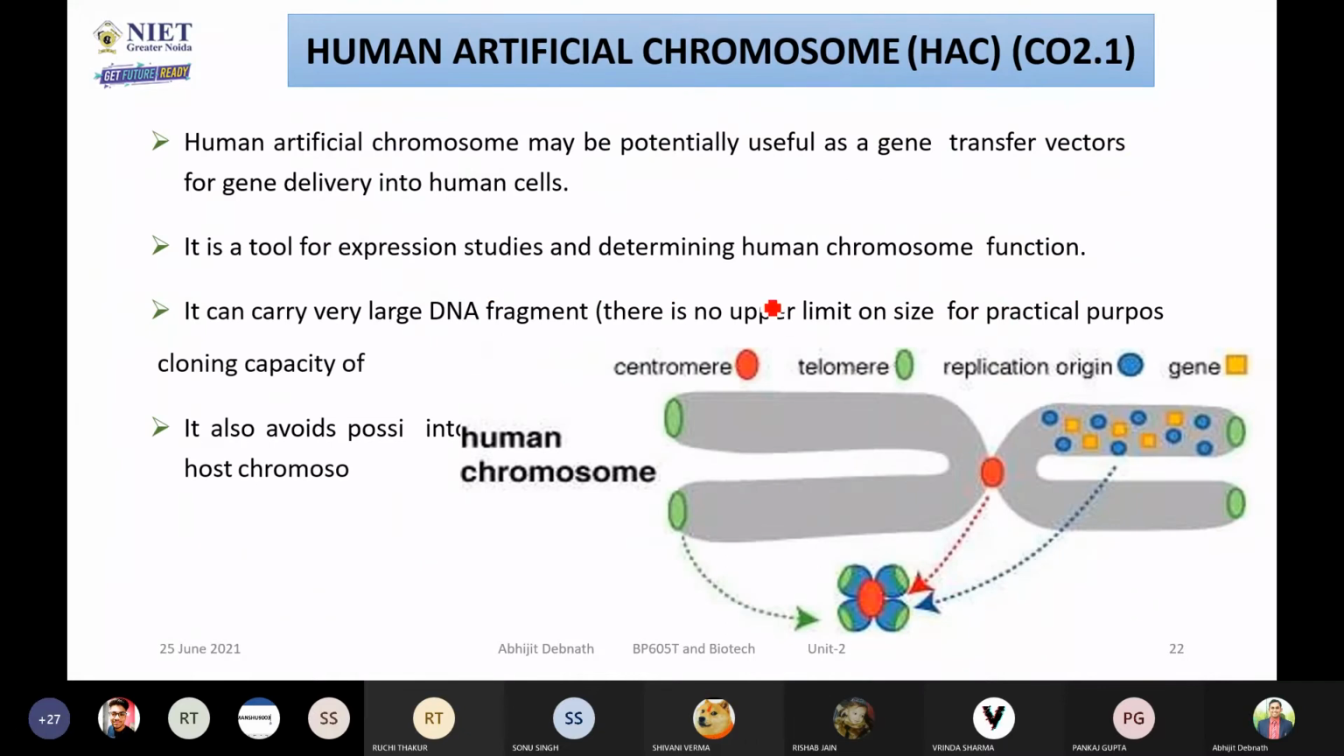Now come to the second part called human artificial chromosome, HAC. So human artificial chromosome may be potentially useful as a gene transfer vector for gene delivery to human cells. Already we are aware of that. And this tool is actually used for expression studies and determining human chromosome function. If your chromosome is not functioning properly, you can check, assay, and analyze that by using this particular process. It can carry very large DNA fragments. There is no upper limit on size for practical cloning purposes.